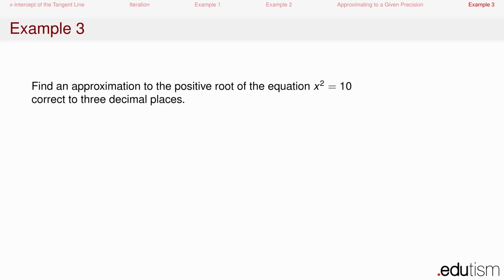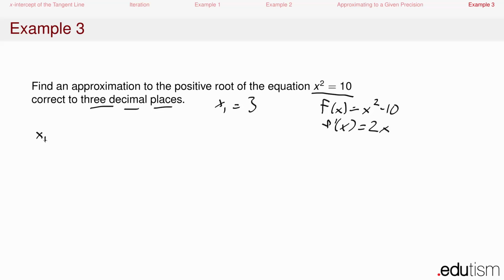So let's use this idea to approximate the positive root of the equation x squared equals 10, correct to 3 decimal places. So the first thing to mention here is I haven't told you what x1 is. So basically we want to pick an x1 that's close to a solution of this. Well, x squared equals 10 is close to the equation x squared equals 9. 3 is a solution to that. So let's pick x1 equals 3 to start off with. Then, of course, we need our formula. So the first thing to mention is that we want the x-intercept of the function f of x equals x squared minus 10. The derivative here is 2x.